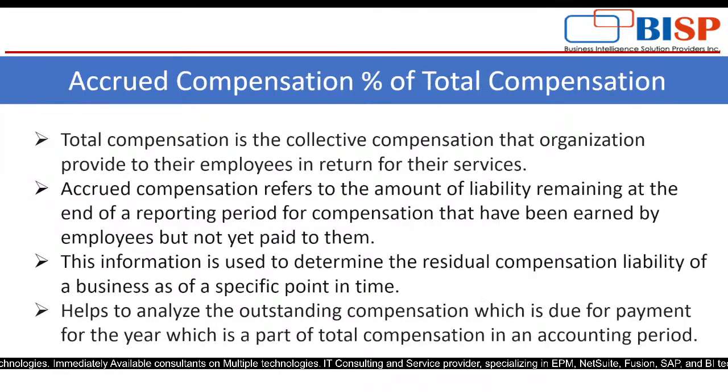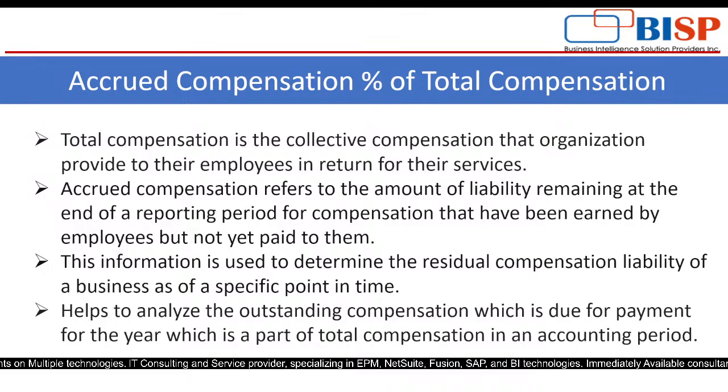Then here we have another one, accrued compensation percent of the total compensation. The total compensation is the collective compensation that an organization provides to their employees in return for their services. Accrued compensation refers to the amount of liability remaining at the end of the reporting period for compensation that has been earned by the employees but not yet paid to them.